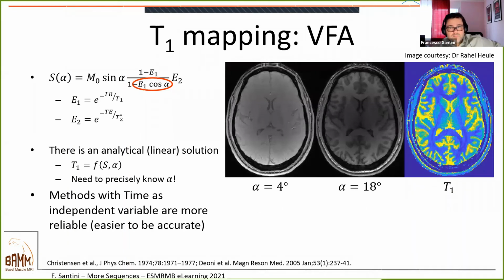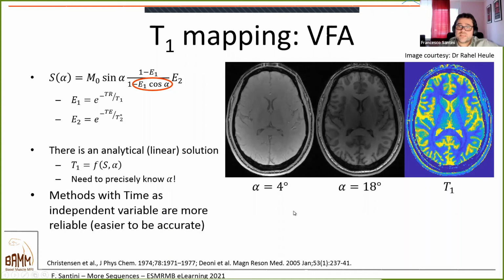There are faster methods that use different signal descriptions. For example, you can use the variable flip angle method. In this case, you acquire two different images with different flip angles, and you see that, again, the signal depends on this E1. It's more complex, but it still depends on T1 and partially on T2 star. So if you change the flip angle, you will change the dependencies on T1, and then you can acquire an image, again, a T1 map.